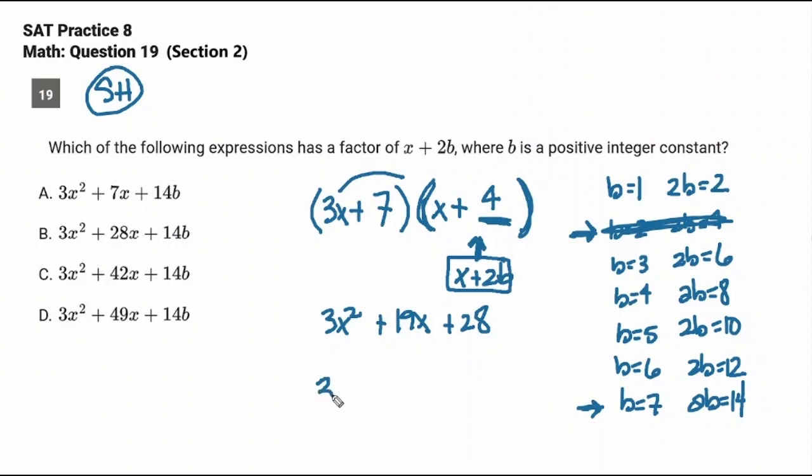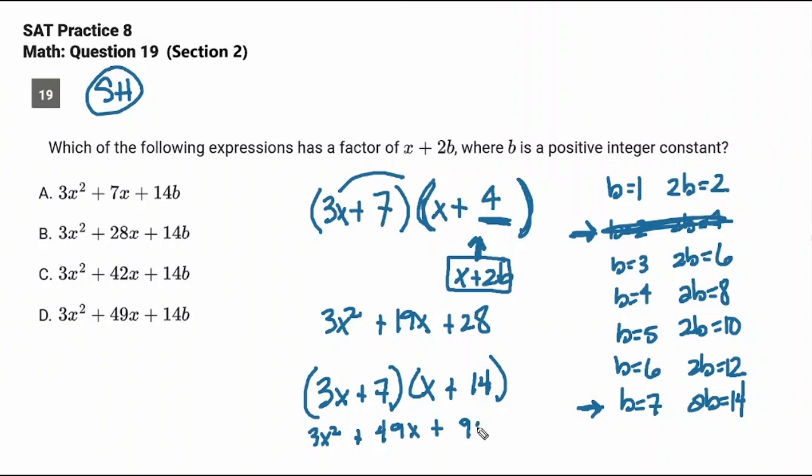And when you do that, you're going to get 3x plus 7 times x plus 2b, which is 14. 3x squared plus 3x times 14. Might do it on your calculator. That's 42x plus 7x. That's 49x plus 7 times 14. You definitely want to do that on your calculator. You get 98. Okay, do we hit a bingo here?